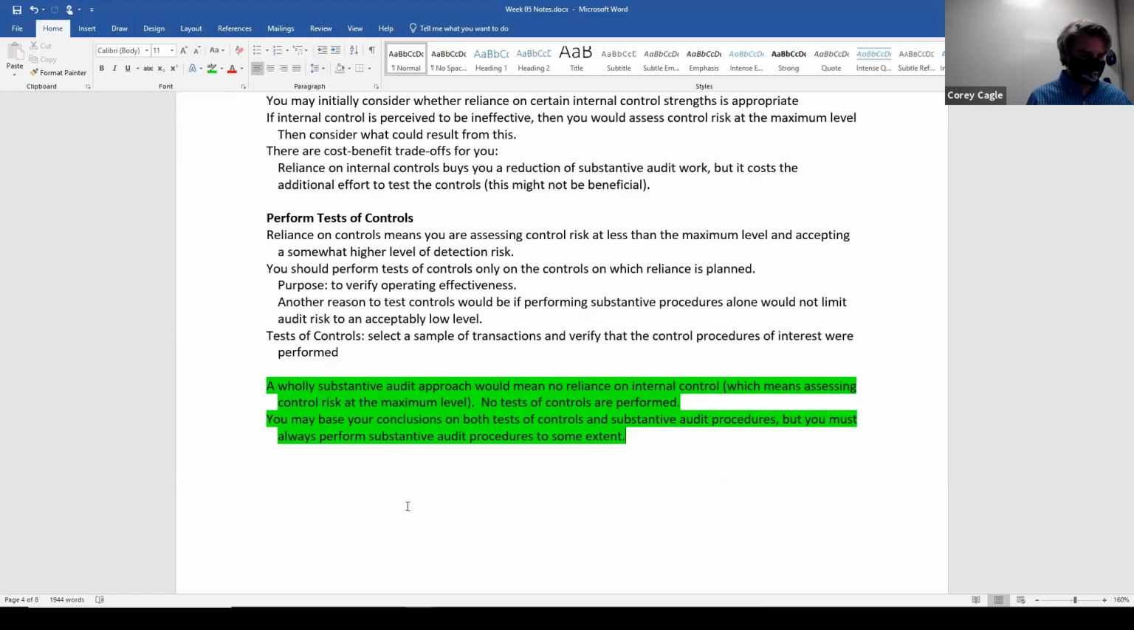But there's tons of different procedures you can do. It could be inquiry, but inquiry alone is never sufficient. Y'all would know that, I think. Inquiry alone, that's not a sufficient test. You need to do something more. Observation, inspecting documents, inspecting reports, walkthroughs like we just talked about, that kind of thing. Well, not a walkthrough. That's just an understanding. Never mind. Sorry, I misspoke there.